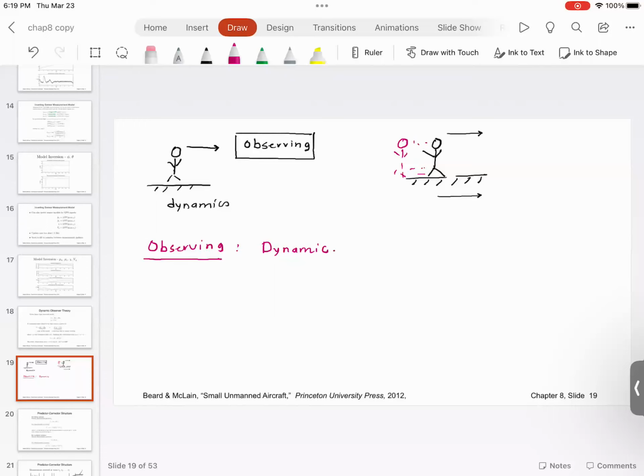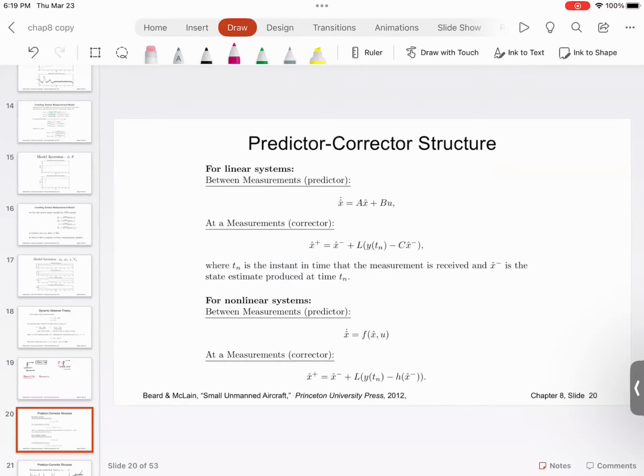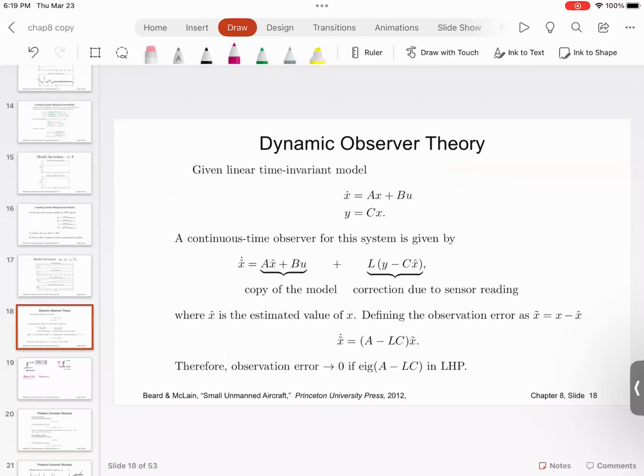So Kalman filtering is deeply rooted in the theory of dynamic observers. And what I want to do is develop this theory from scratch, and then we will look at how to implement it. And then finally, I will show you how to code it and how to solve practical problems with Kalman filtering.